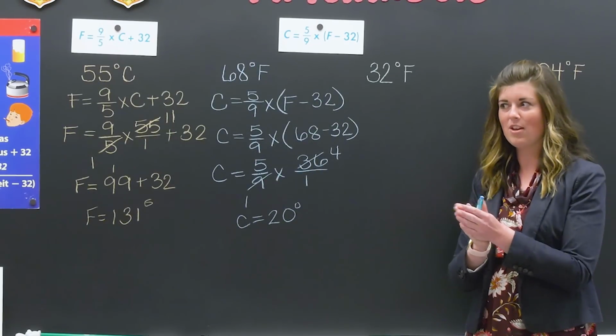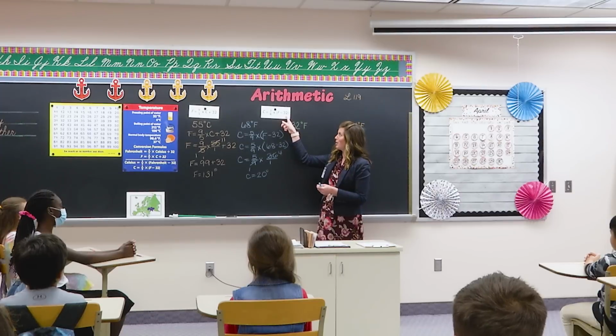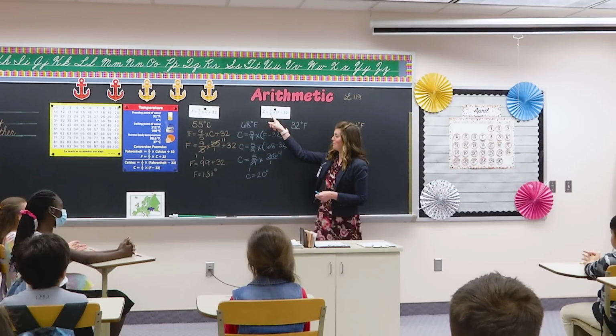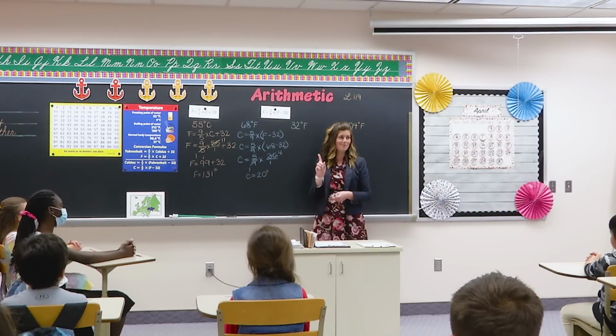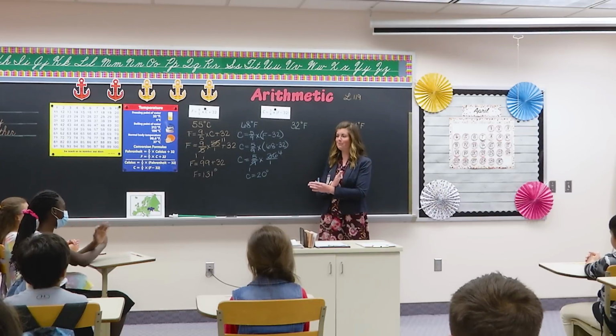Subtract 32 from Fahrenheit. Multiply that answer by 5/9. That gives you Celsius. Just remember the rule is parentheses first, then multiply.